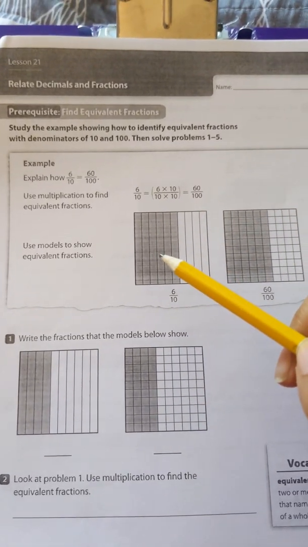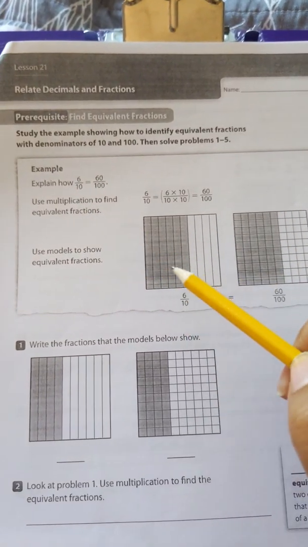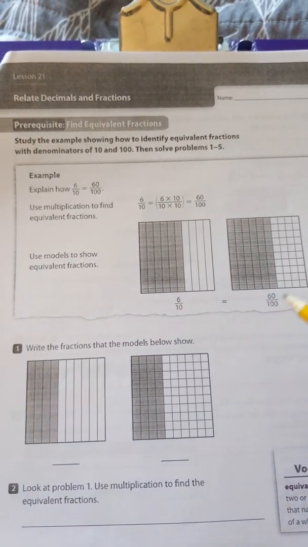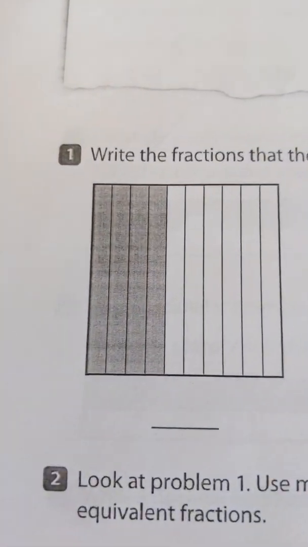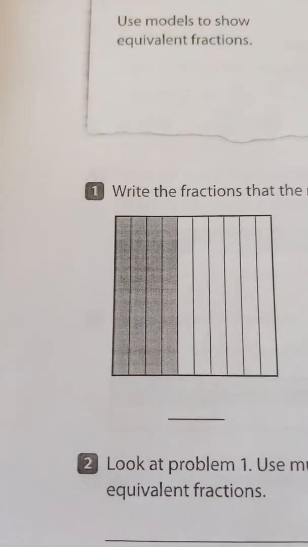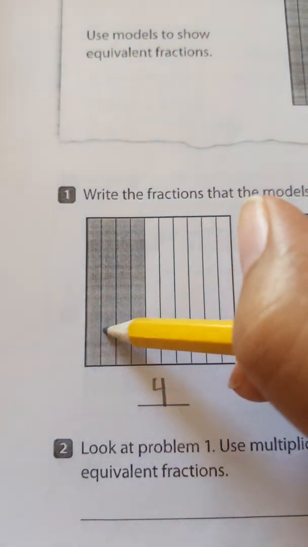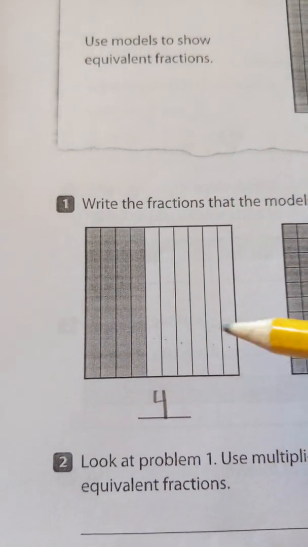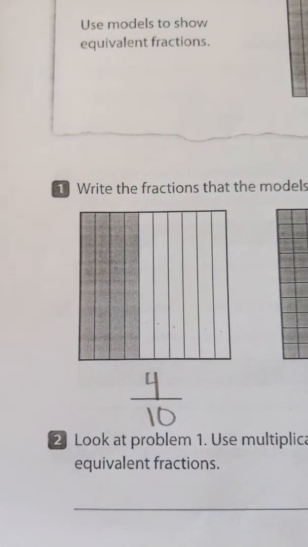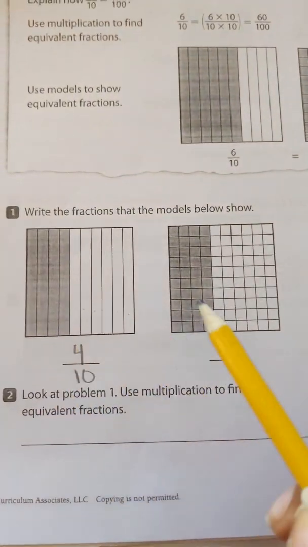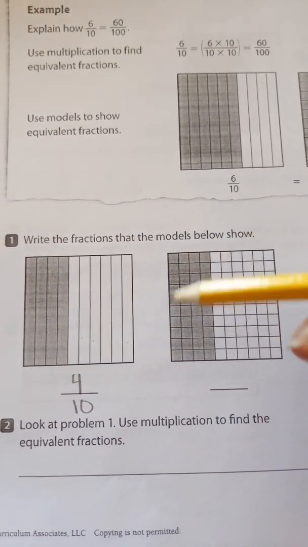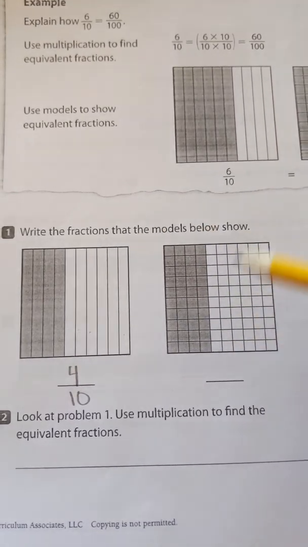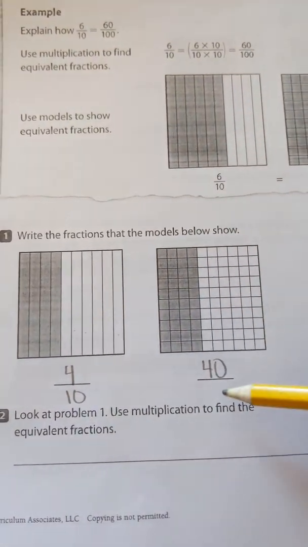All right, so they did an example for us. It shows 6/10 is the same amount of shading as 60 hundredths. It's just cut up differently. All right, so let's look at this one. How many are shaded? 4. How many total? 10. This is 4/10. Now if I look at this, it's the same amount of shading. It's just that these ones are cut up smaller. So how many are shaded? 10, 20, 30, 40. And how many total? 100.